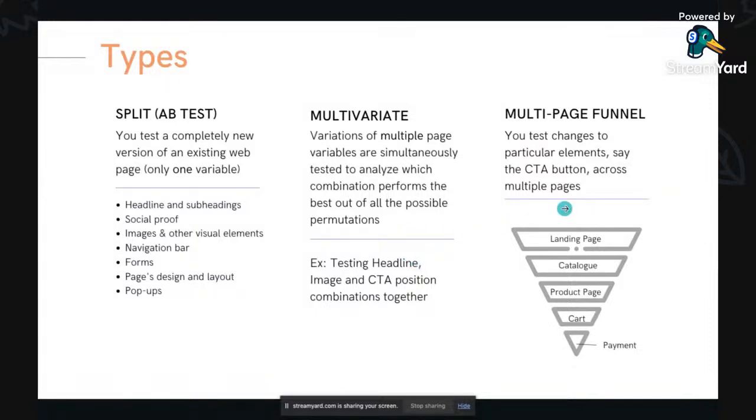And then for multi-page, this is basically when we need to test changes across multiple pages of the website. For example, if you consider a general e-commerce website, the landing page would be the one where the user lands, most probably where most of the users land if they go directly through Google to the main link, and then they go down the funnel.